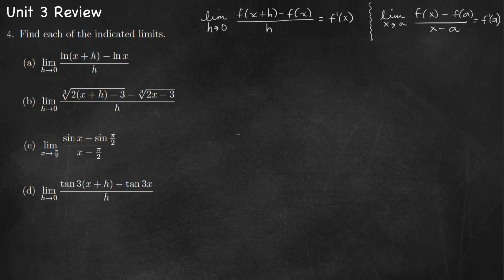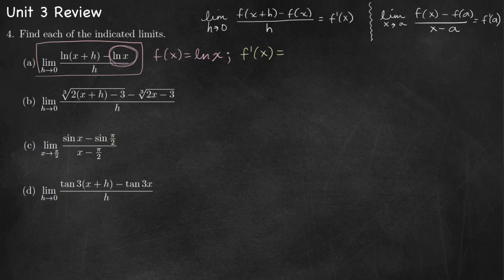The limit as h approaches 0 of the natural log of x plus h minus the natural log of x, over h. This is just going to equal f prime of x. If we can figure out what our function is for f of x, then the answer to this limit problem is just f prime of x, the derivative of our function. And f of x, I can read right from this problem, is the function that comes after the minus sign. So f of x equals ln x. The entire limit is just equal to f prime of x, and if f of x equals ln x, then f prime of x equals 1 over x. So that is my answer to part A.